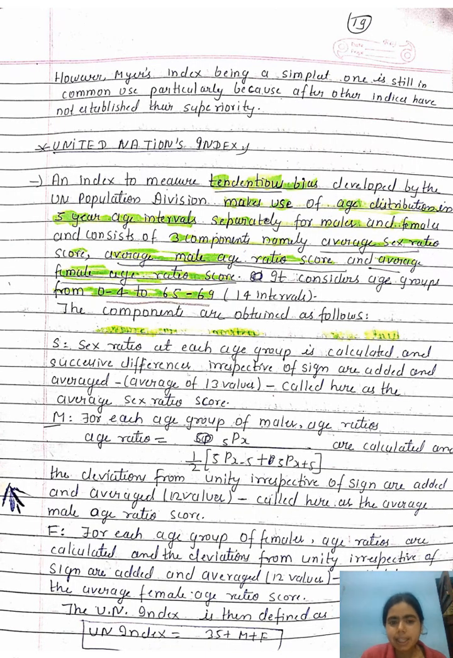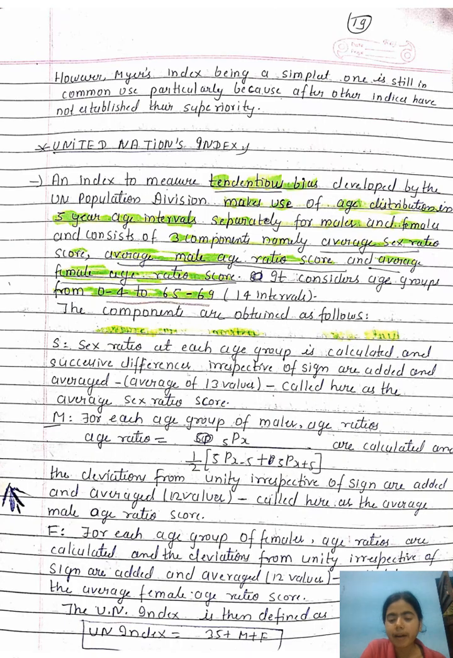United Nations Index, an index to measure age-sex bias developed by the UN Population Division, makes use of age distribution in 5-year age intervals separately for males and females, and consists of three components, namely average sex ratio score, average male age ratio score, and average female age ratio score. It considers age groups from 0 to 4 to 65 to 69.